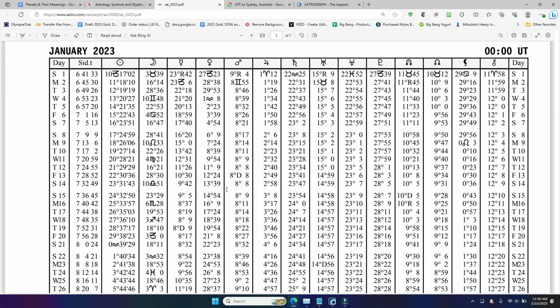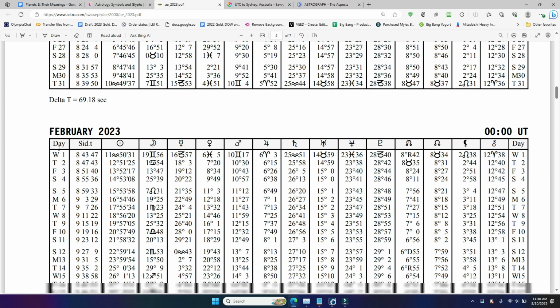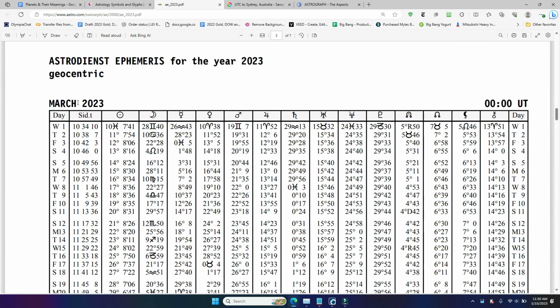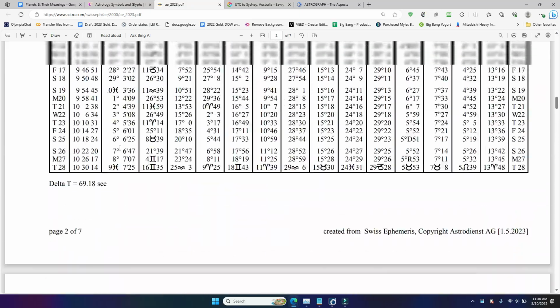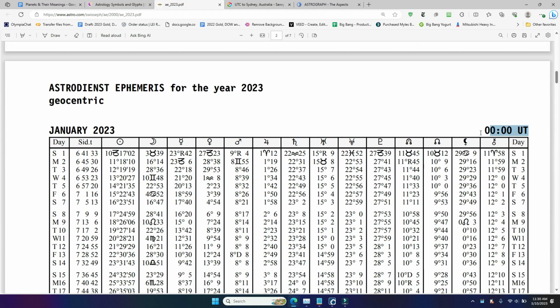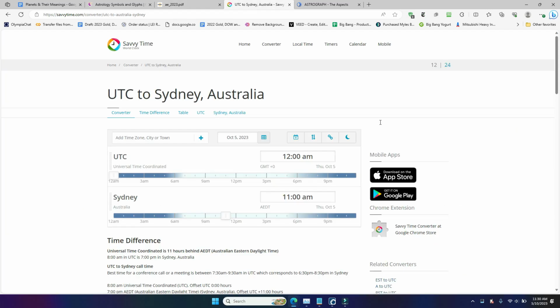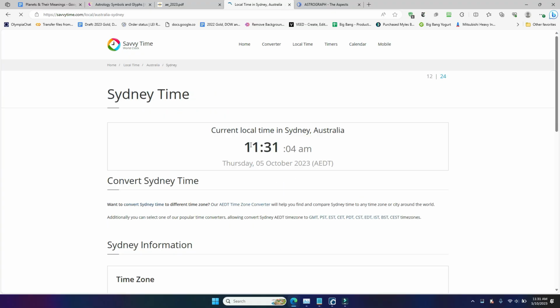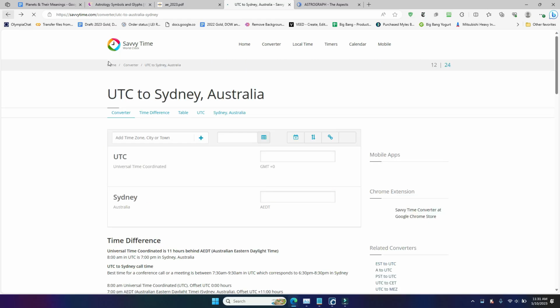Now, another thing about this, and you'll see that this happens every day for every month, is that we have this UT 0000. So 0000 is essentially midnight UT. Now, what does that mean? That means if you're based in Sydney, Australia, that's 11 a.m. for you. If you're based in the UK or any other time zone, can I change it here?